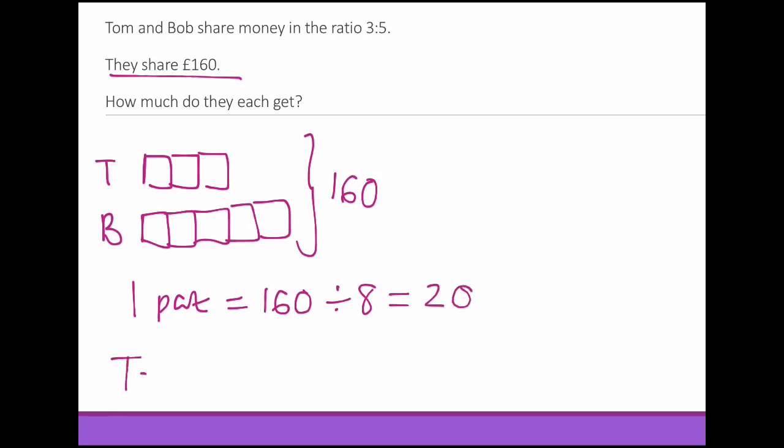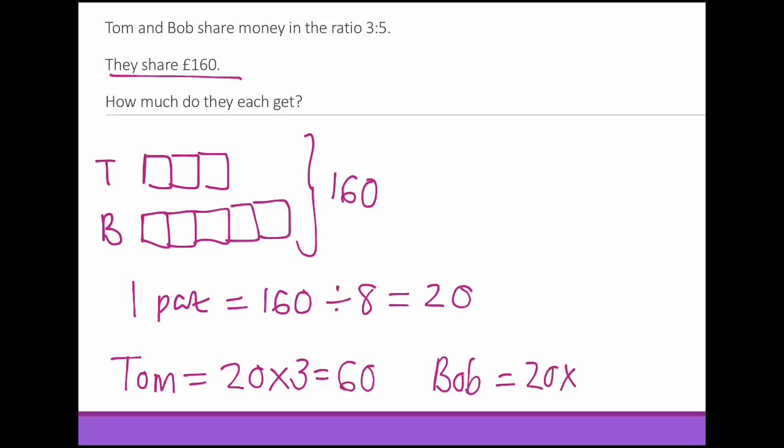So how much does Tom get? Well, Tom gets 20 times 3, and the reason it's by 3 is because he gets 3 parts. So 1 part's worth 20, he's got 3 parts, so therefore that's going to be 60. And Bob, well, he gets 5 parts and they're each 20, so 20 times 5 is 100. So there are 2 answers. Tom gets £60 and Bob gets £100.